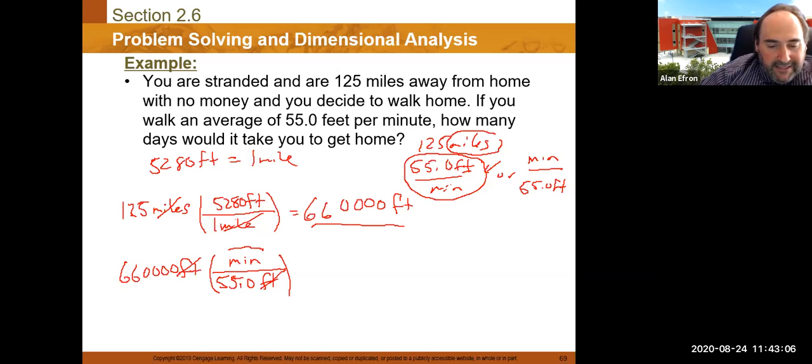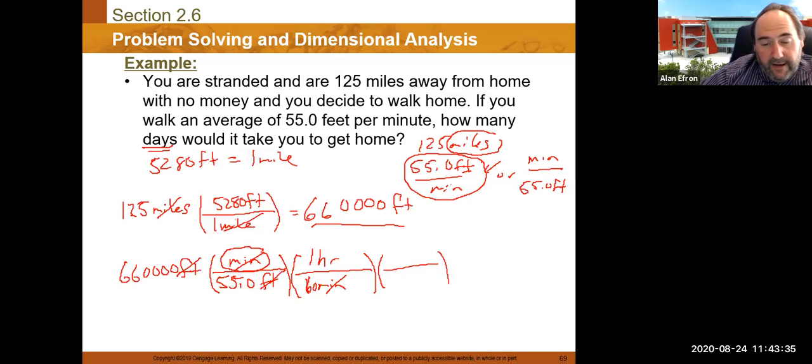That's going to allow me to get into the unit of time, which is what I'm looking for, because we want to know how many days, right? Days is a unit of time. So what we now need to do is go from minutes to days. Again, there are steps you could cut out of this. One, there are 60 minutes in an hour. The minutes will cancel. And there are, again, only 24 hours in a day. The hours will cancel. We're left with days.